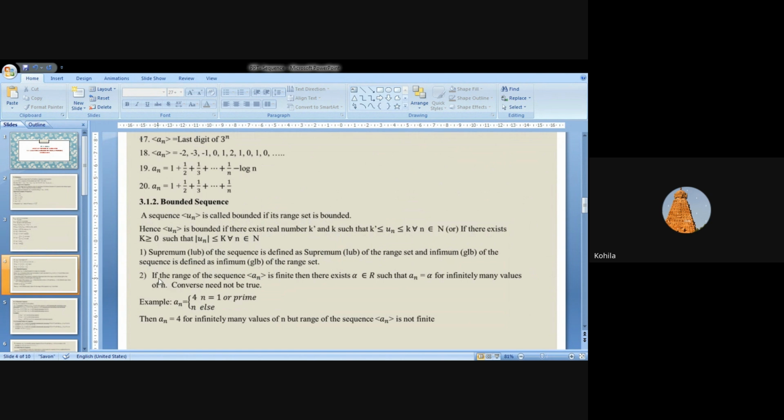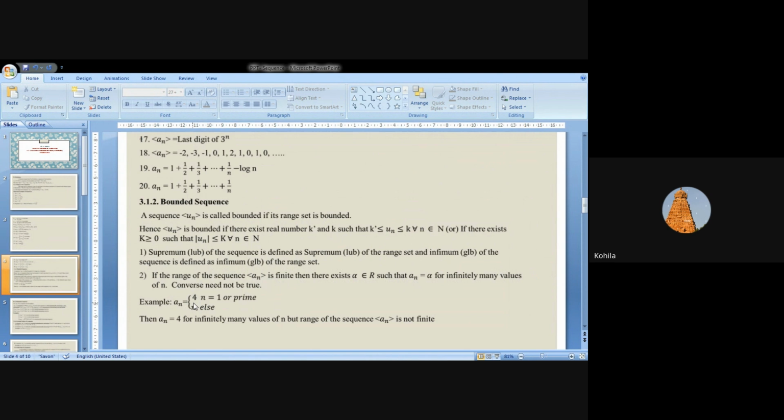Next, if the range of the sequence is finite, then there exists some number alpha that belongs to the set of real numbers such that a_n equals alpha for infinitely many values of n. But the converse need not be true. In case a_n equals alpha, we cannot definitely say that the given sequence is finite. It may be finite or infinite.